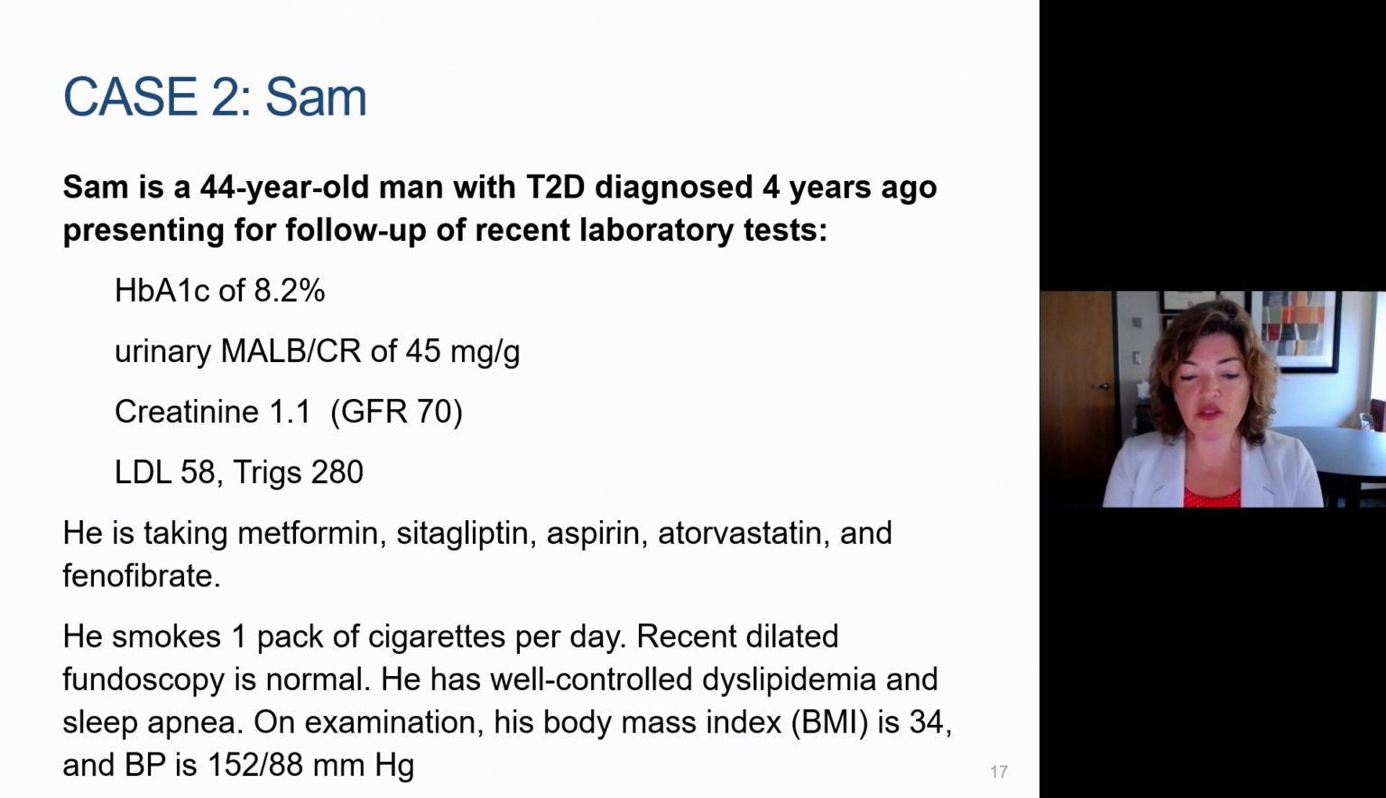Recent dilated fundoscopy is normal. He has well-controlled dyslipidemia and sleep apnea. On exam, his blood pressure is not well controlled, and his BMI is 34. Just a quick reminder, this is a 44-year-old man who does have nephropathy. He does not have retinopathy. He is a smoker. He has obesity and hypertension. And his GFR, this is because he has nephropathy. He does have a mildly reduced GFR, but he's still stage 1.